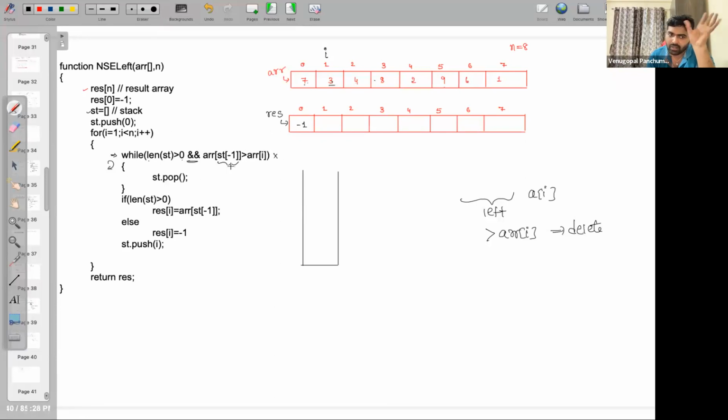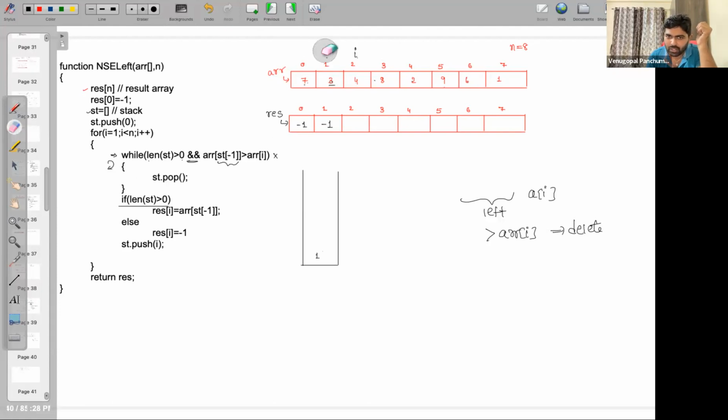The loop will fail. Now let me check: if the length is greater than 0, then take the topmost element. The stack is empty, so in result of i, let me simply keep -1. If you think normally also, on the left side of 3 nothing is present which is smaller than 3, therefore you get -1. Once this is over, before i moves on, push this value to the stack so that it will remember, which means index 1 will be pushed to the stack. So next time i will be coming here.